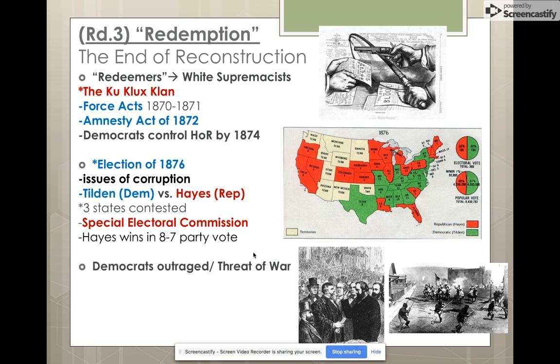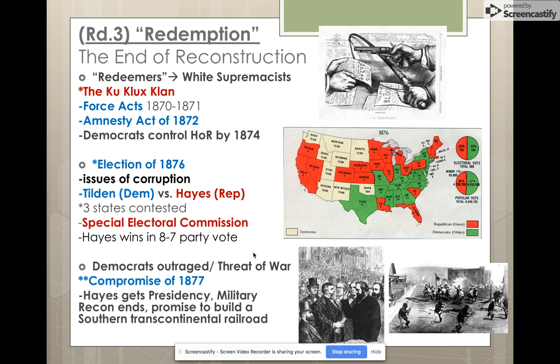The Democrats are outraged in Congress itself, and they threaten to filibuster and just evolve this into a hot mess politically. However, literally the day before the inauguration in 1877, compromise is reached between the 2 parties. Hayes will get the presidency, but he has to end military reconstruction. That's the goal. That's the deal reached.